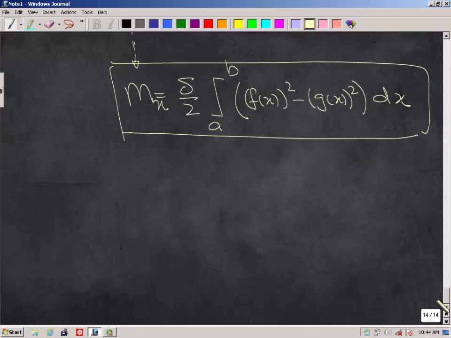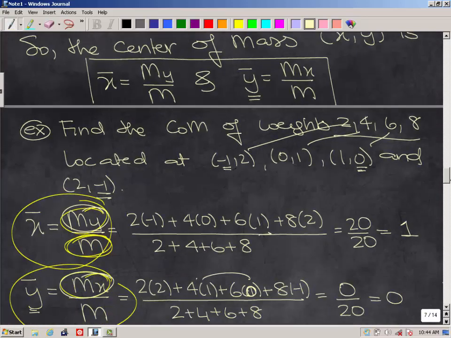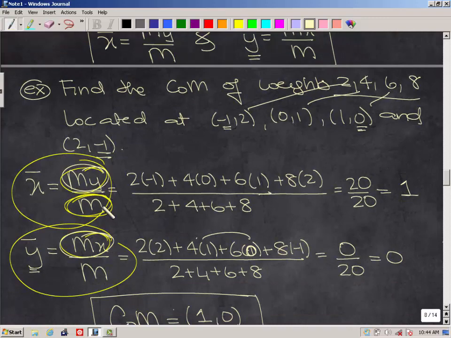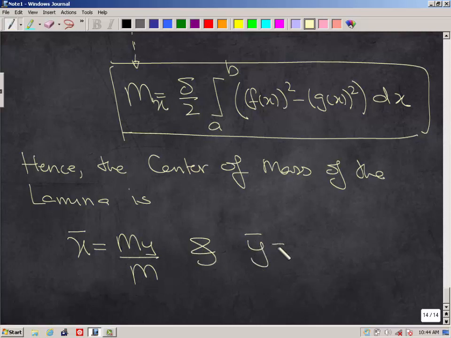Now to find the center of mass of the lamina, let's take a look at it. What is my center of mass? Remember the formulas that we came up with? They were right here that we did. X bar is the moment about the y-axis over m. So we get x bar is m sub y over m, and y bar is m sub x over m.